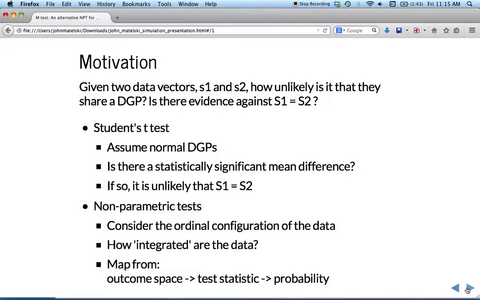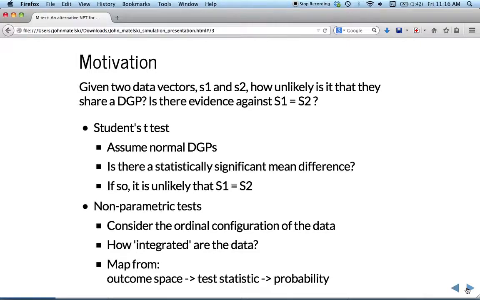So the motivating statistical question is, given two data vectors, S1 and S2, how unlikely is it that they share a DGP? Is there evidence against them having the same data generating processes? This might seem like an overly simple question that anyone with a first course in statistics would know to use the t-test or whatever. It's a very simple question, but in a sense it underlies a lot of more advanced statistics. Can we tell if two things are different or not?